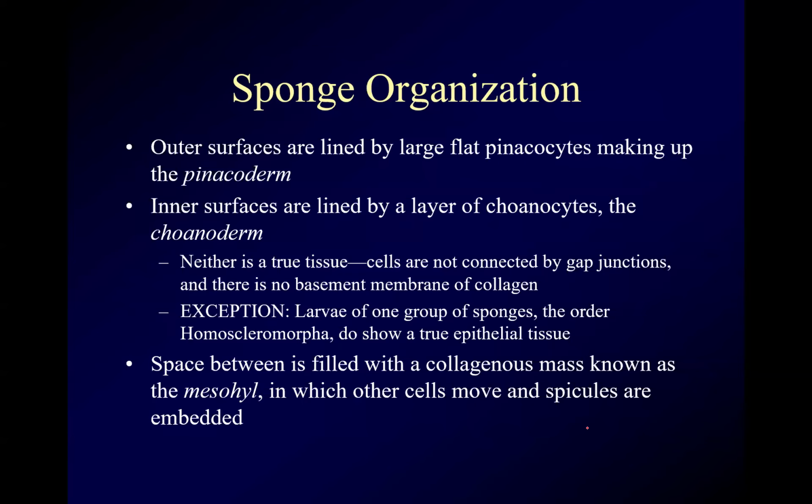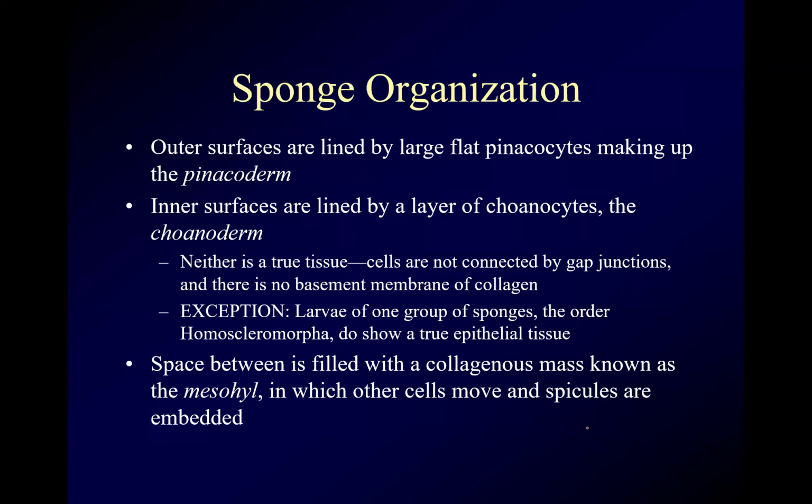Sponges don't have these, except for the larvae of one group of sponges called homoscleromorphs that actually do show true tissue. And this group, the homoscleromorphs, seems to be more closely related to the rest of the animal kingdom than other sponges are, which is what makes the sponges paraphyletic. Again, more on that when we reconvene.